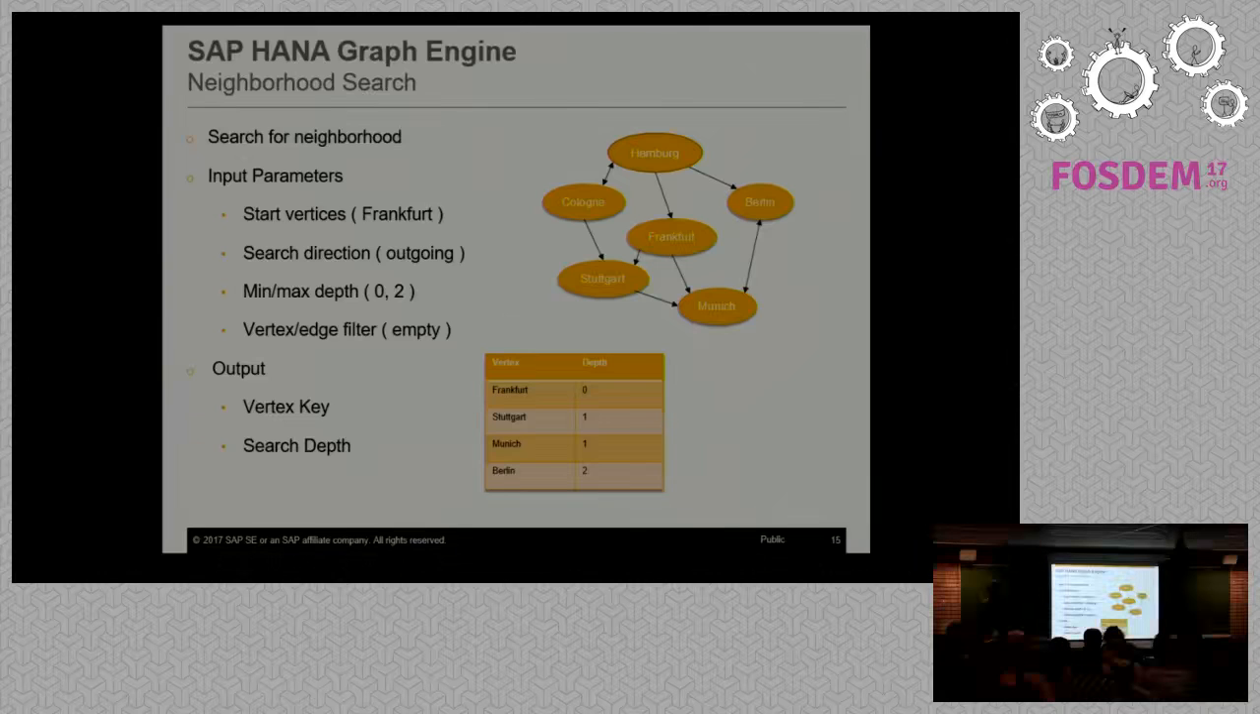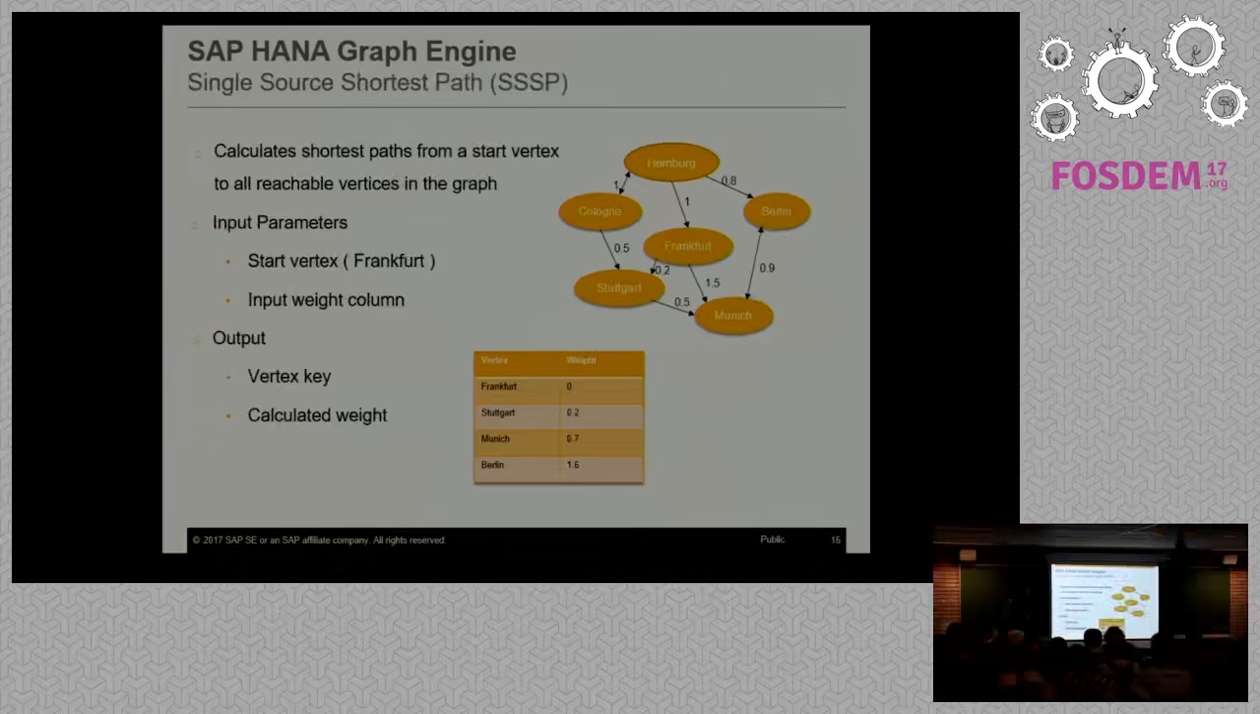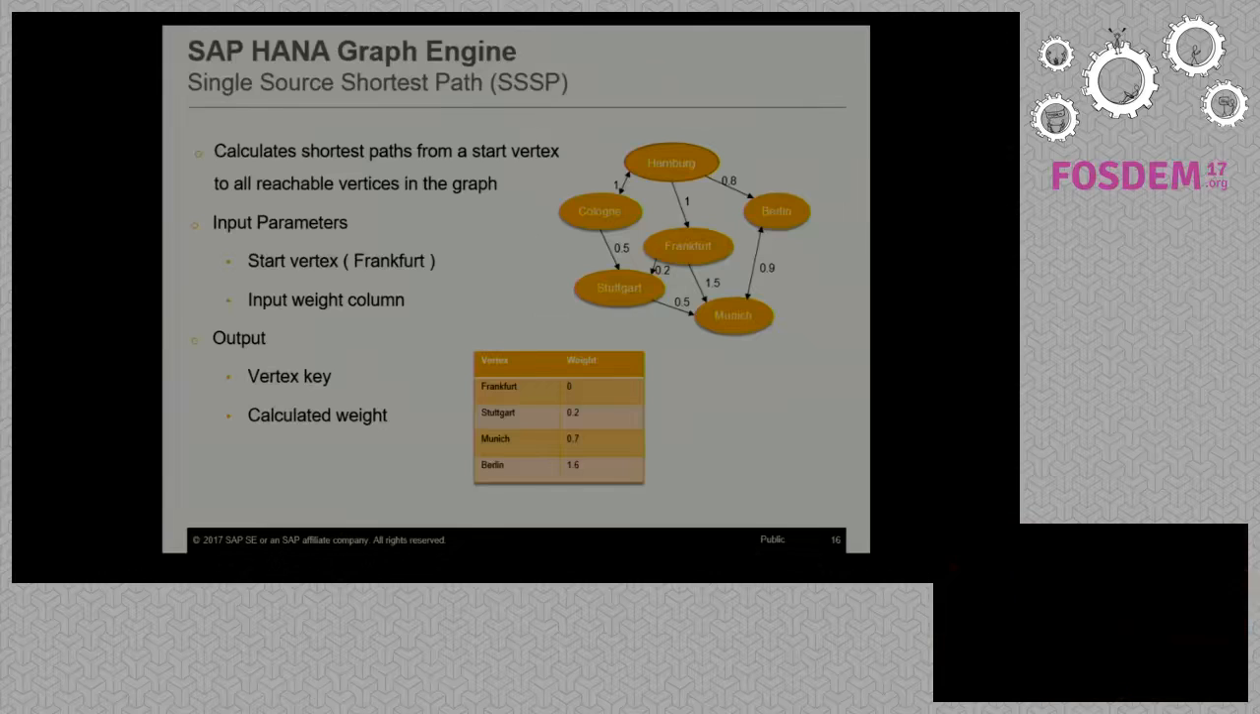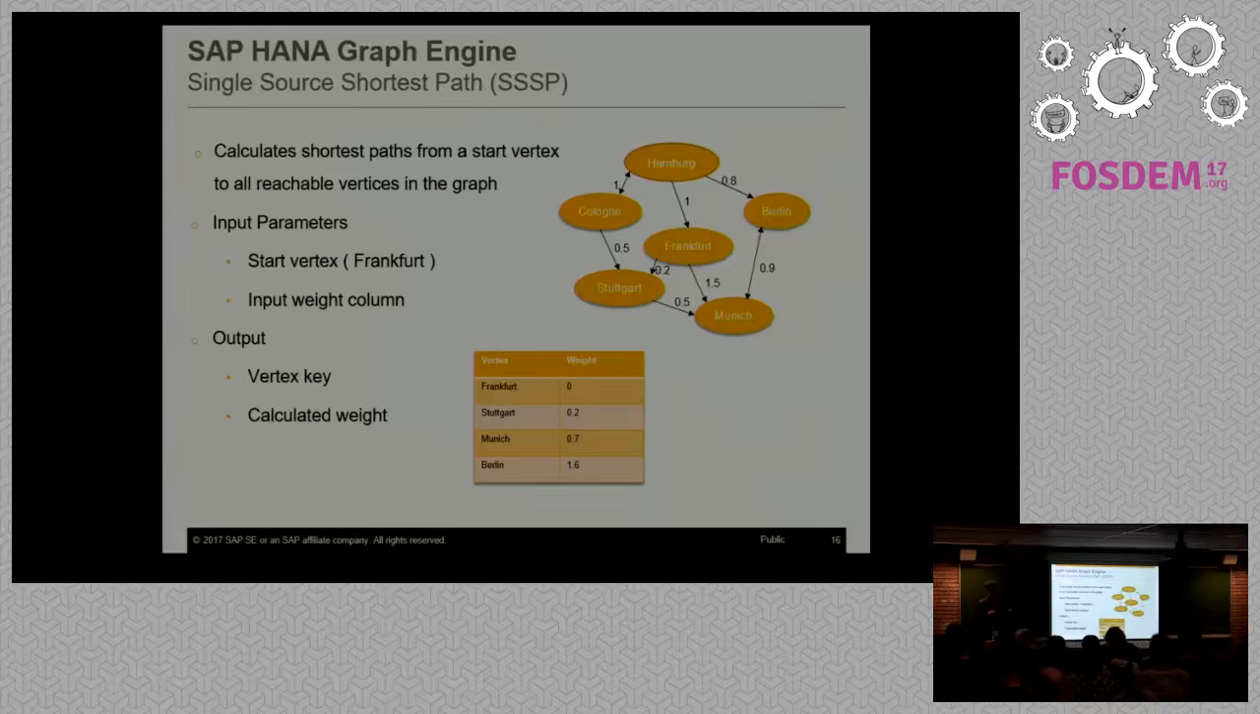Okay, the second algorithm is single source shortest path. Basically, you have to provide a start vertex and a weight, which we want to use to define the shortest path. The weight needs to be a column of the edge table, so it needs to be an attribute of the edges. And you can also omit it, then we take 1 as weight for each edge. And again, for the output, you get all reachable vertices with the cost to traverse from the start vertex to the corresponding vertex.